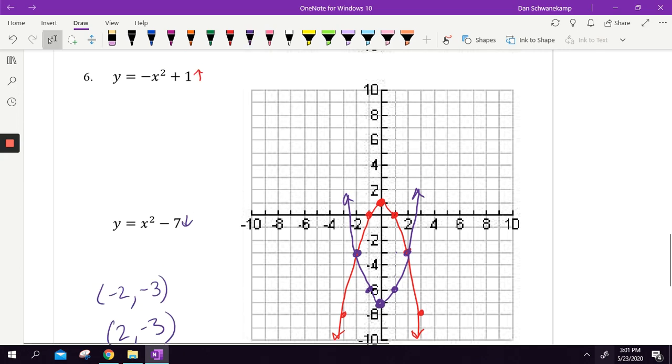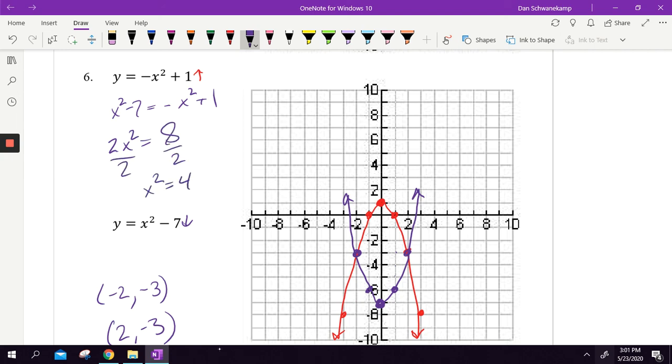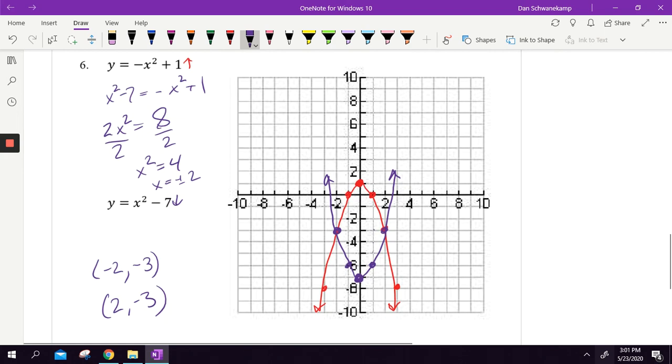Again, we could have done a substitution here and made x squared minus 7 equal to -x squared plus 1 and just kind of substitute. Add this x squared over and get 2x squared. Subtract that 7 and get 8. x squared is 4, so x would be equal to plus or minus 2. Hey, guess what? That's where my answers were going to be. So we could do substitution. We could graph them. Either way, we're going to solve our system, and it's all about where those graphs cross. Hope that makes sense to you.